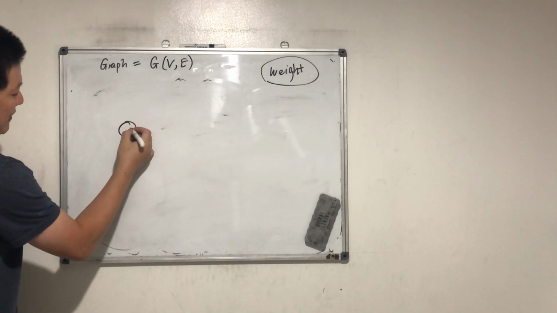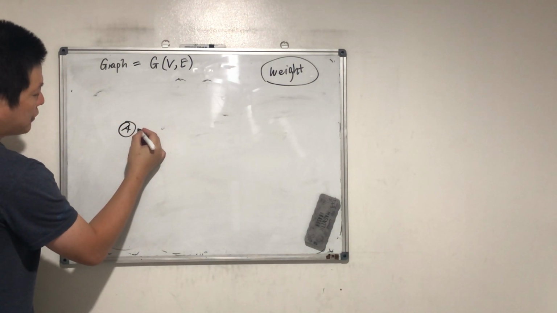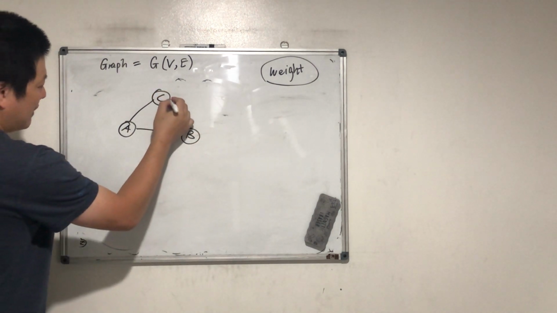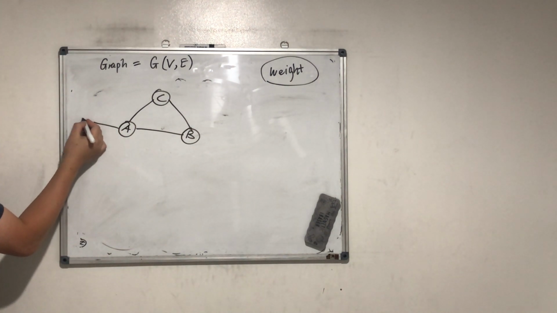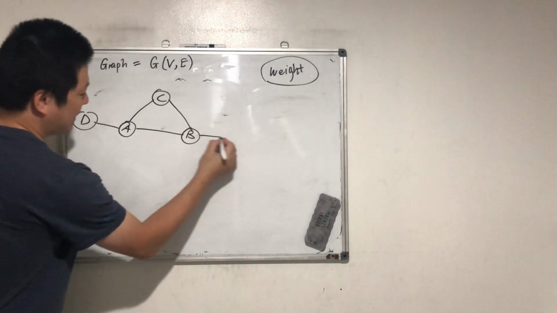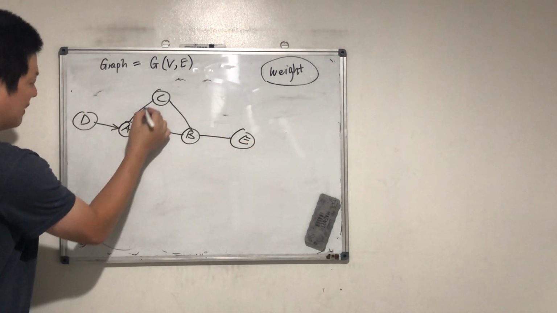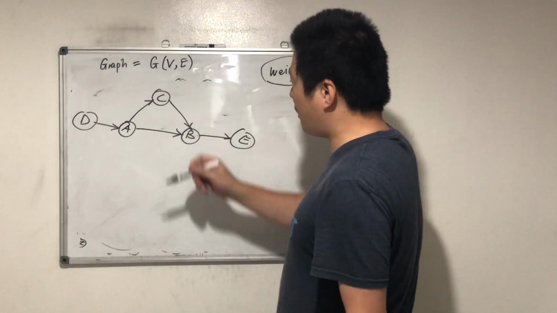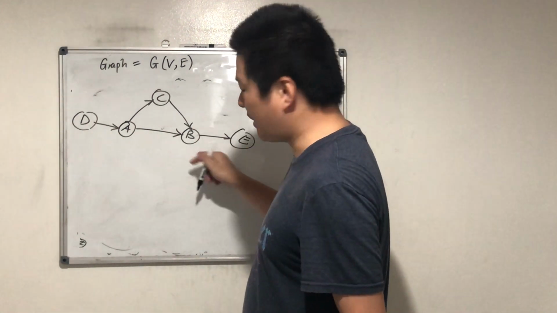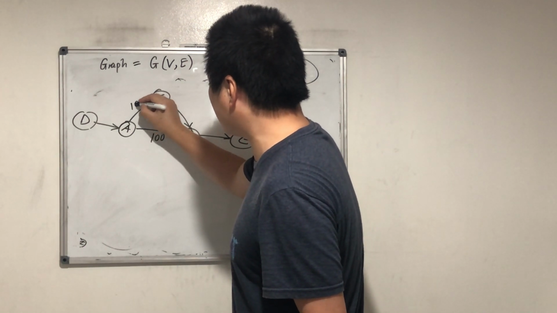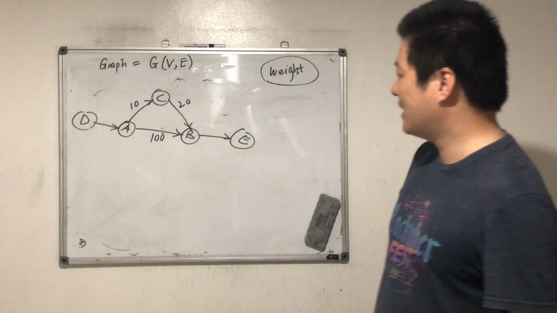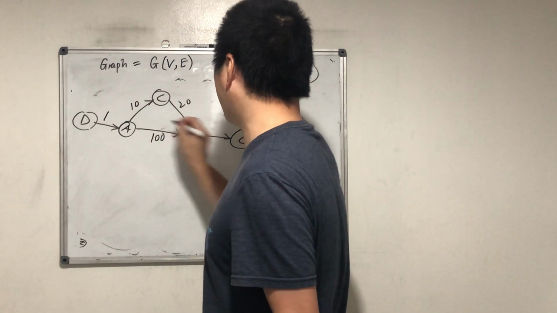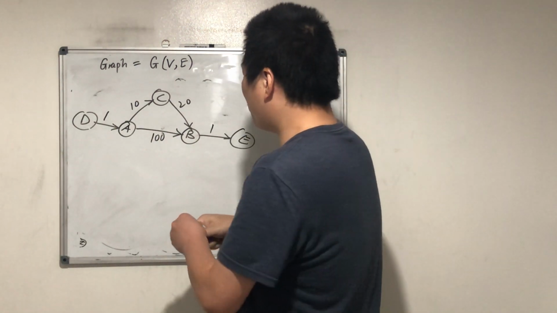Look, if this is the path from A to B, and then here will be C. If there's another path, with D and then E at the end, we want to find the shortest distance from D to E. If this is 100, this is 10, this is 20, and D to A and B to E are 1 each.